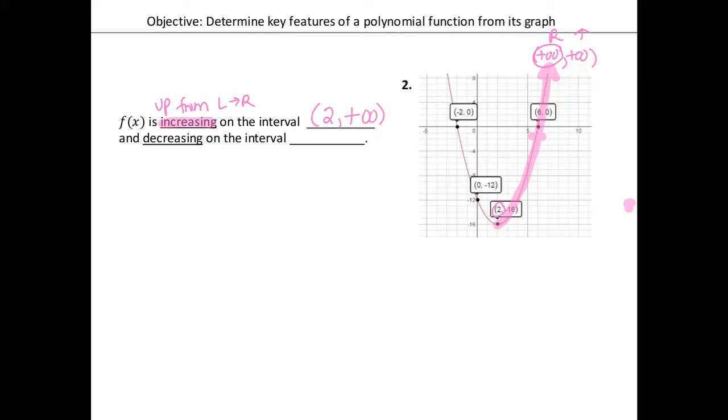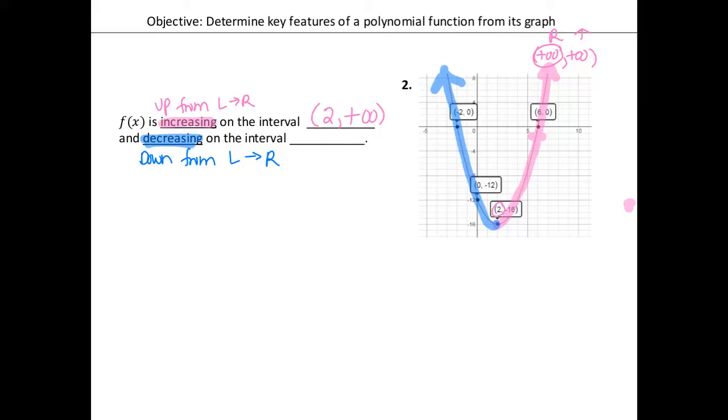And then for the decreasing function, it needs to go down from left to right. So going downwards, I'm going from the top to the bottom, and I'm going from left to right. But again, this kind of goes on forever. There's an arrow really there.